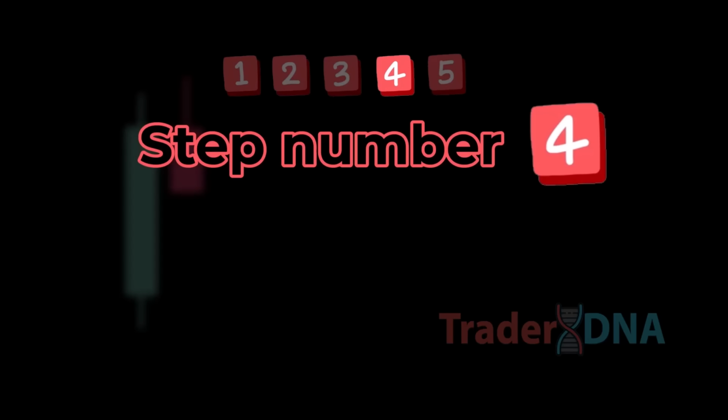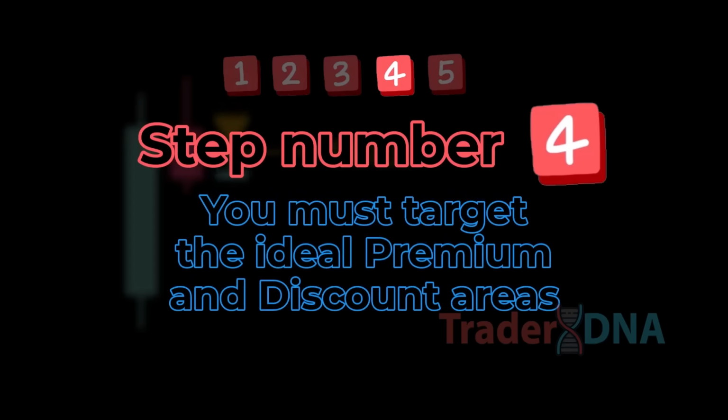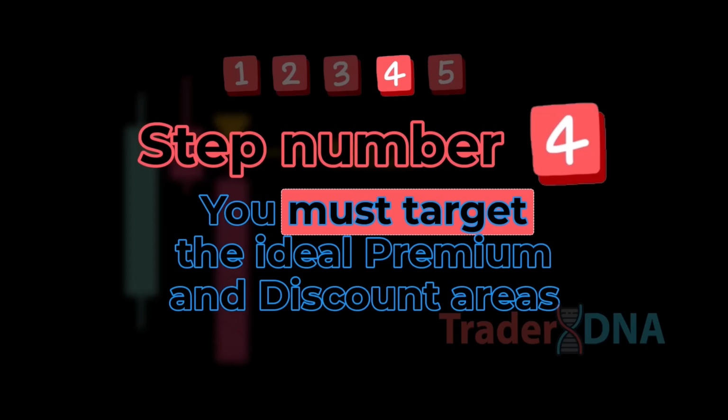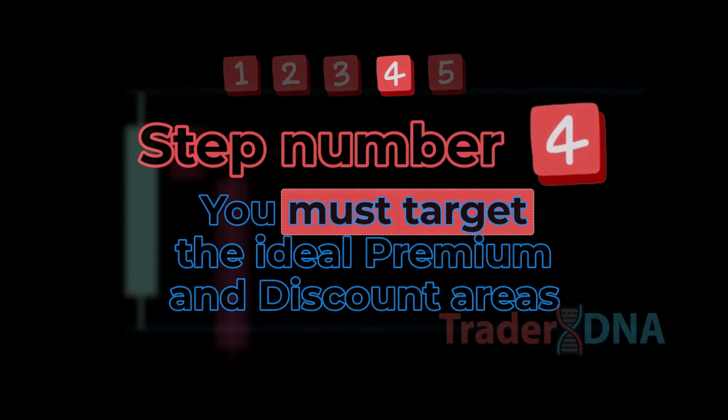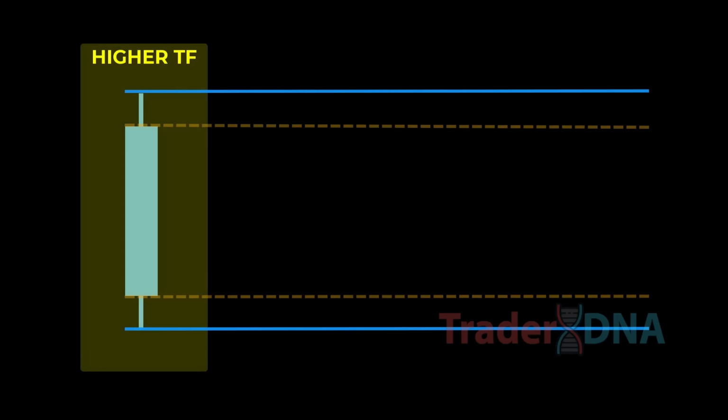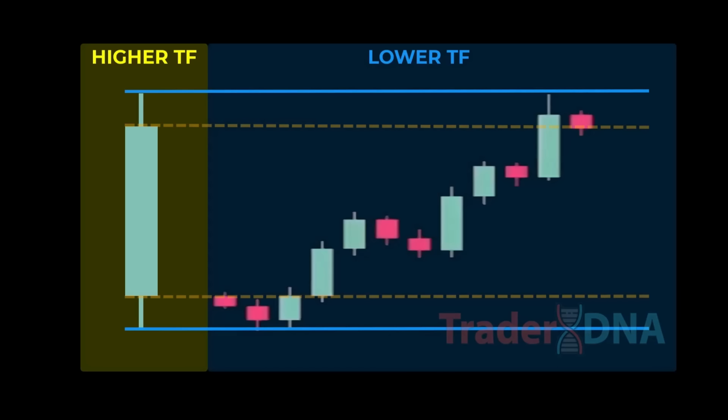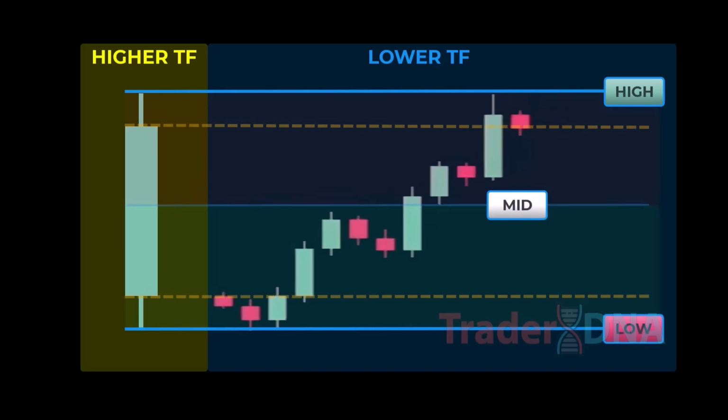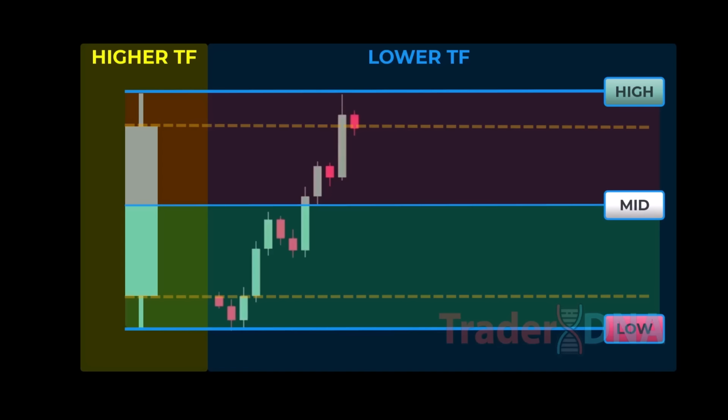All right, now we're stepping into step number 4. And this is where you stop taking average entries and start taking elite ones. When you're looking for entries with CRT, you must target the ideal premium and discount areas. This is non-negotiable. We already know that a single candle represents its own isolated range when broken down on lower time frames. That candle has a high, it has a low, it has a midpoint. That's a complete trading range. So if a candle is its own range, then we trade it like any other range. Same logic, same rules, same discipline.